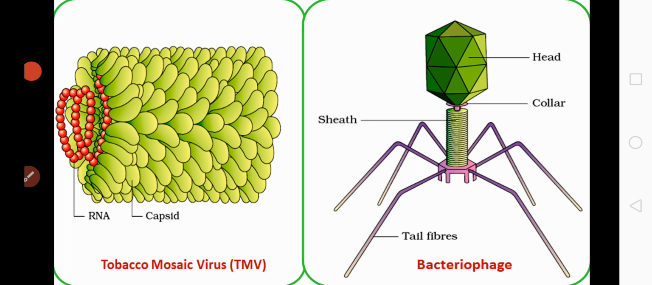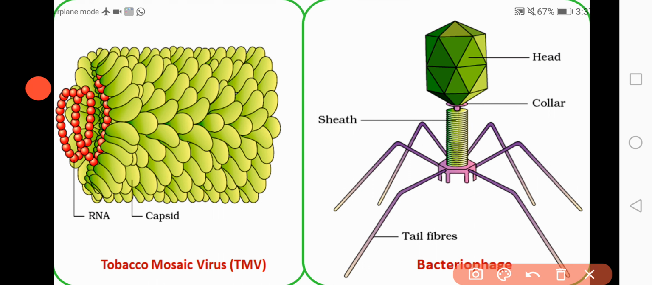Now coming to the structures of tobacco mosaic virus and bacteriophage, these are very important. The structures are very important. The first structure is tobacco mosaic virus, or TMV. I'll explain the structure. TMV is the tobacco mosaic virus which mainly attacks the tobacco plant, and it is mainly composed of two components, the nucleic acid as well as the protein.